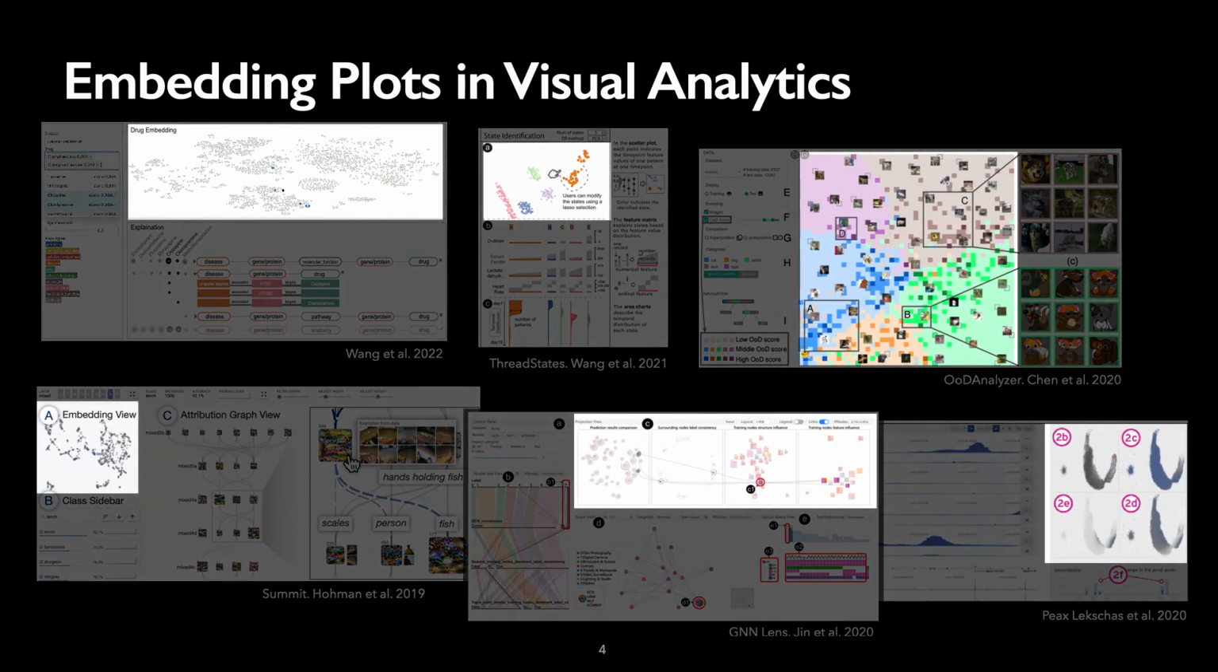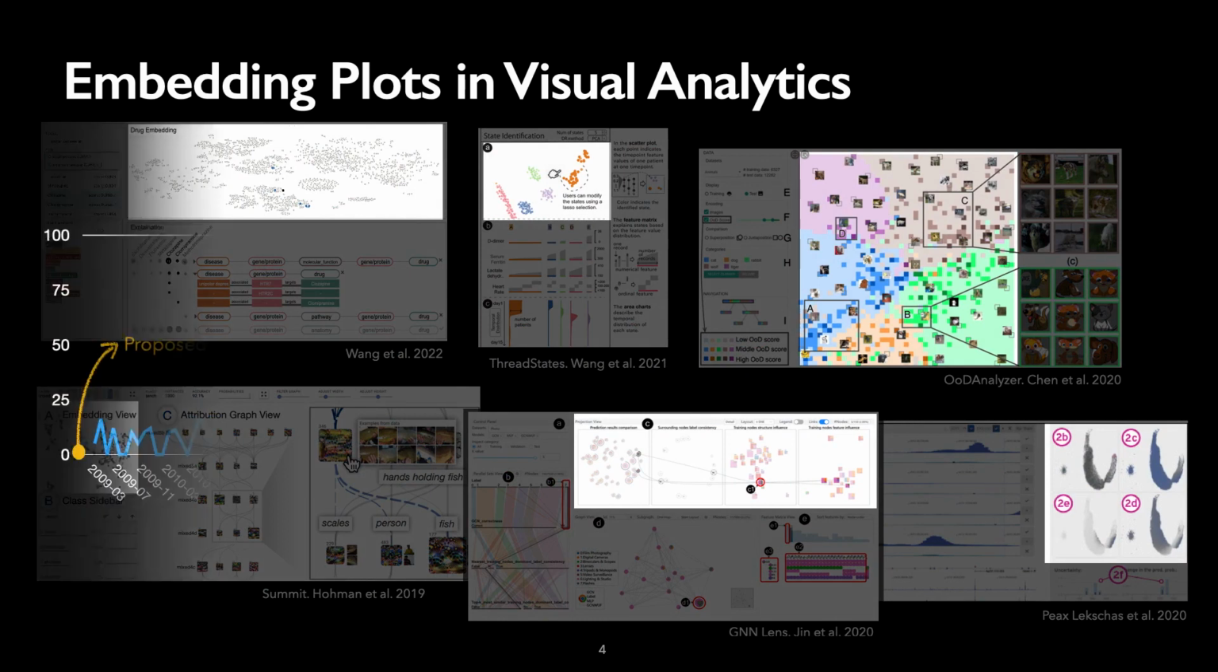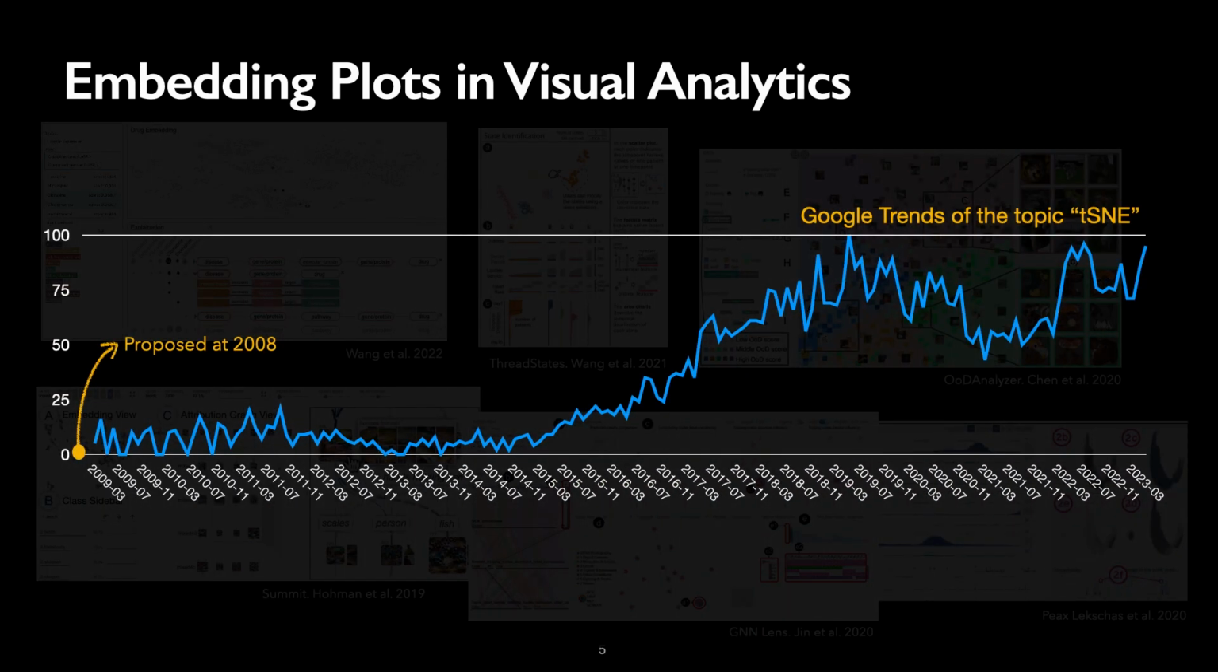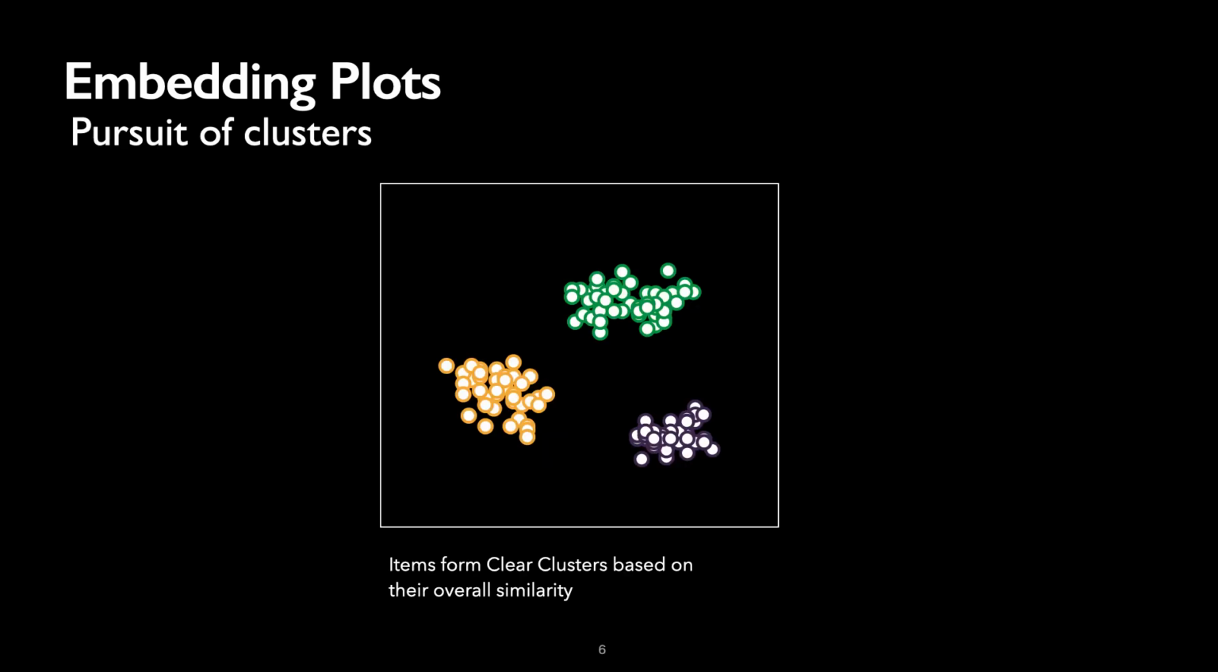This approach has been used in many visual analytics tools, and I just name a few here. The increasing popularity of embedding plots is also reflected in the Google Trends for t-SNE, a dimension reduction method. While embedding plots can reveal interesting patterns, they may not always be sufficient to guide the visual exploration.